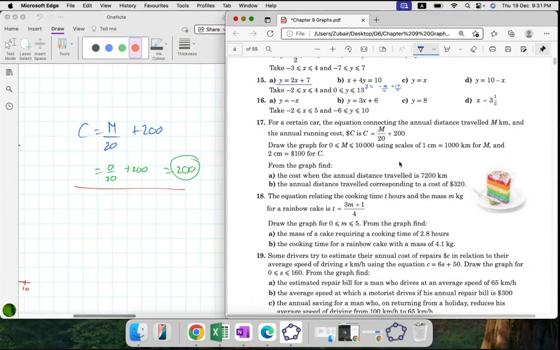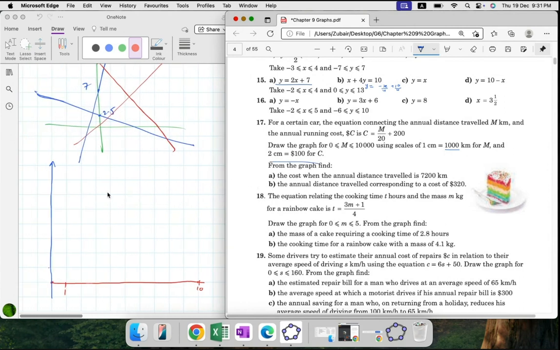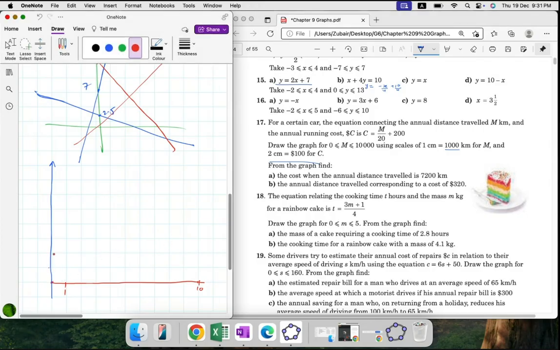Now be careful with what you use. 1 centimeter says 1000 kilometers. So basically when I'm using 1, I mean 1000. When I'm using 2, I mean 2000, and so on. It says 2 centimeters, oh yeah, scale is given: 2 centimeters is $100. So let's say this is 100, another 2 is 200, and then 300, and then 400.